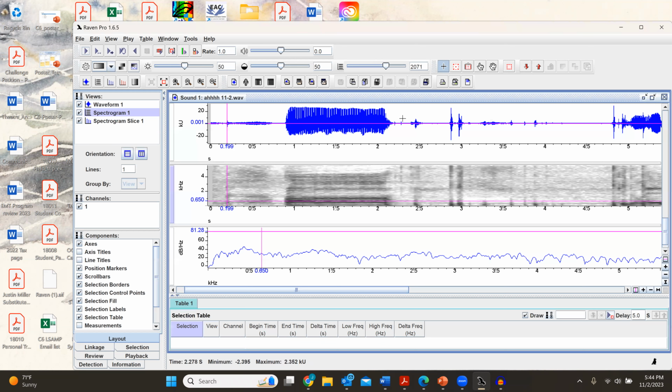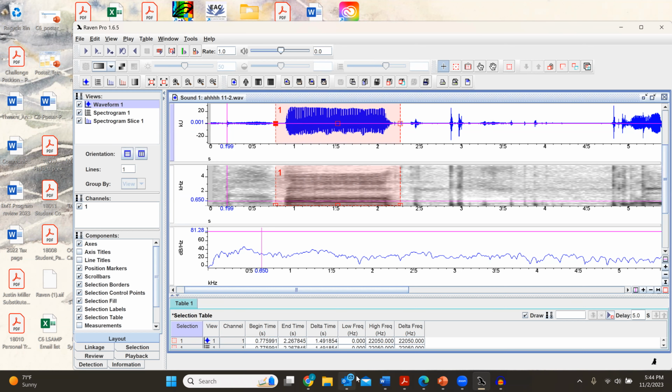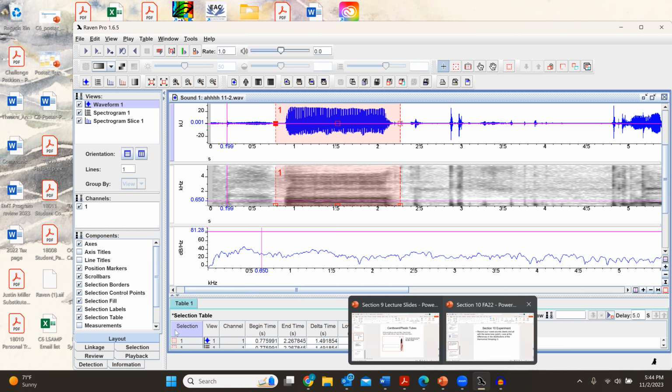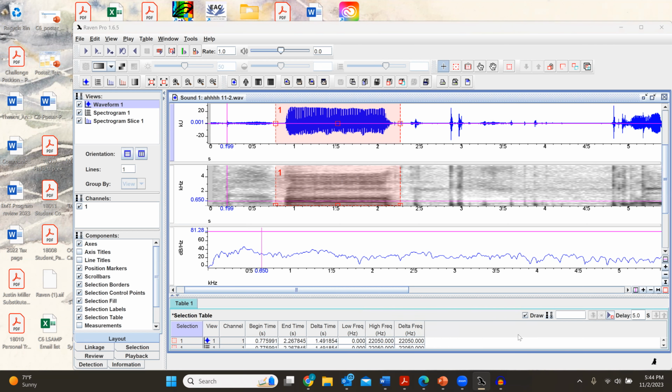There it is. And I can make sure by taking that little section and playing it. So let me do the screen share sound, share. So I just highlight this little section. I'm going to play it, make sure that's my ah sound. Wow. Fantastic. There's my ah sound.